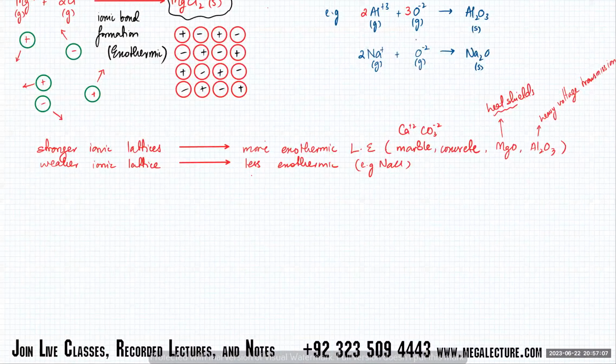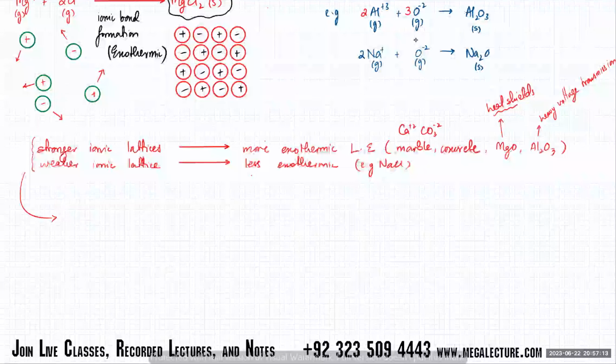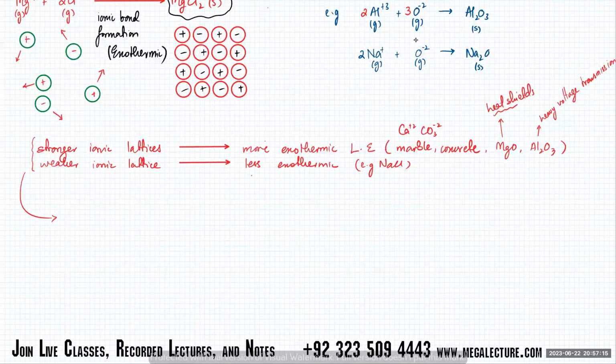Now moving to the more important question. How do you predict, or what are the factors that would determine whether an ionic lattice is strong or weak? Why is NaCl weak? Why is calcium carbonate strong? What's the reason for that?